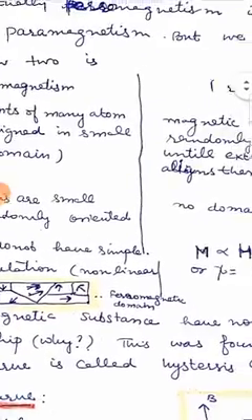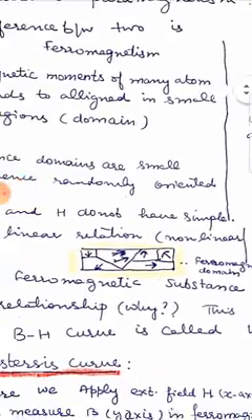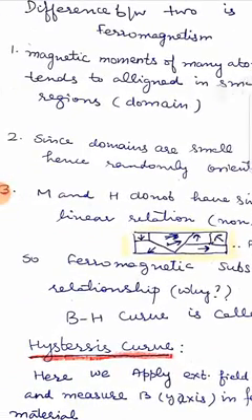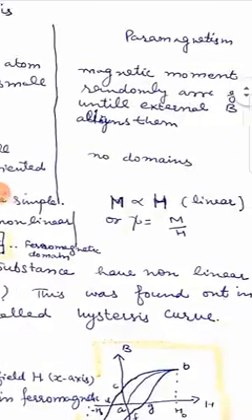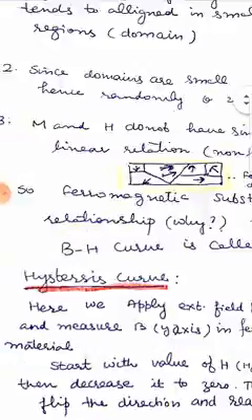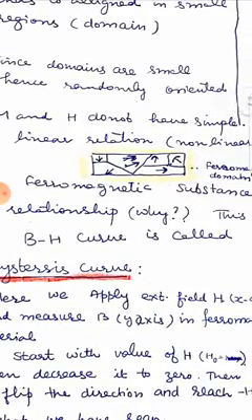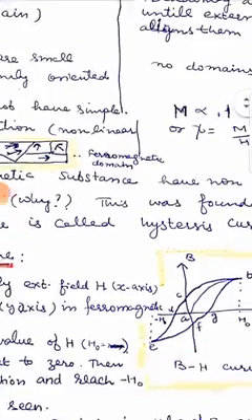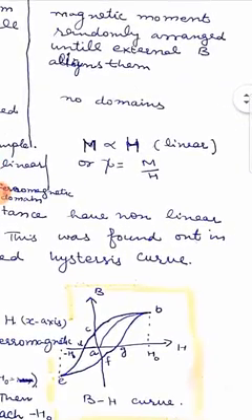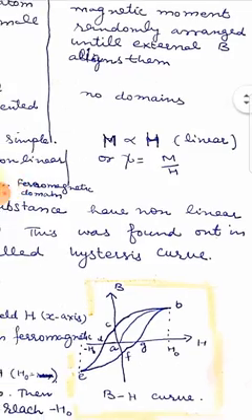So when the B is removed, they are not aligned, since the domains are very small and hence randomly oriented. So there is no domain in paramagnetics. Here in ferromagnetism, M and H do not have a simple linear relationship. In paramagnetism, M is directly proportional to H, and the magnetic susceptibility is equal to M upon H, that is a linear relation.